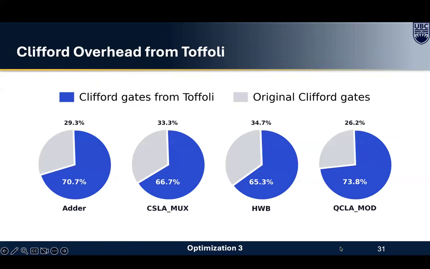So the third optimization is the Clifford overhead from Toffoli. If you're familiar with fault-tolerant quantum computing, the Toffoli gate can be thought of as the single most important logical operation in fault-tolerant quantum computing. Many of the arithmetic algorithms heavily rely on the Toffoli gate, and here I'm showing a couple of them. And if you have those arithmetic circuits, once converted into the Clifford plus T form, about 70% of the Clifford overheads are actually from the Toffoli decomposition.